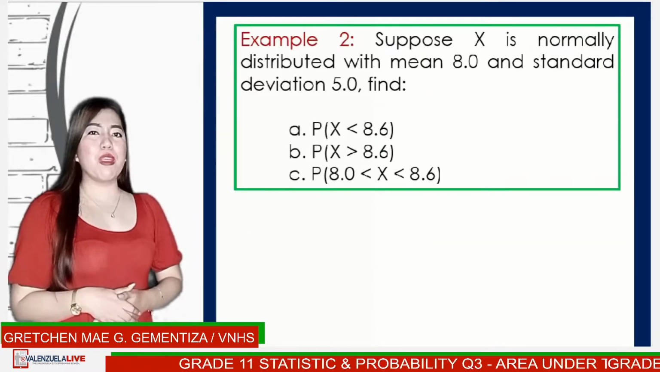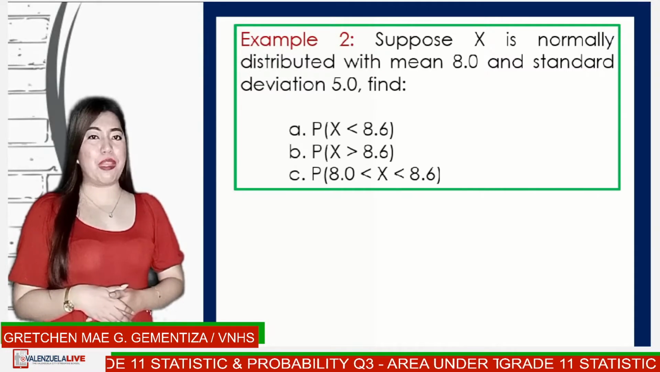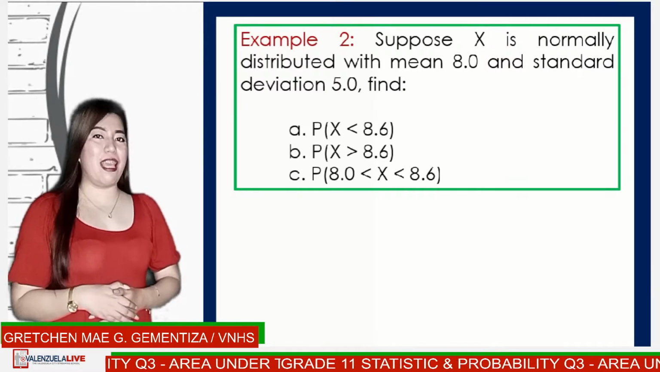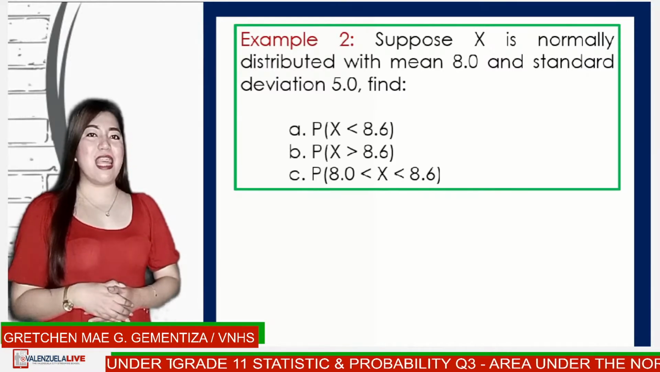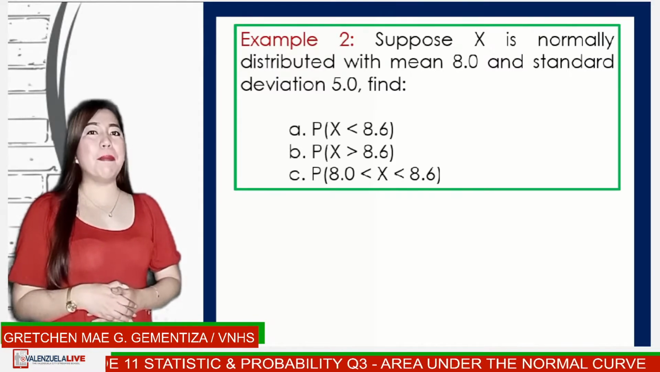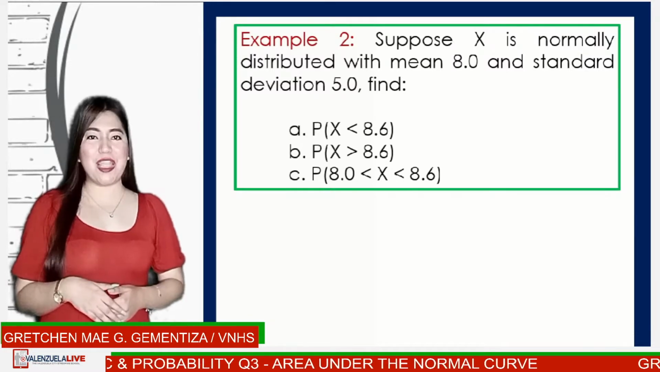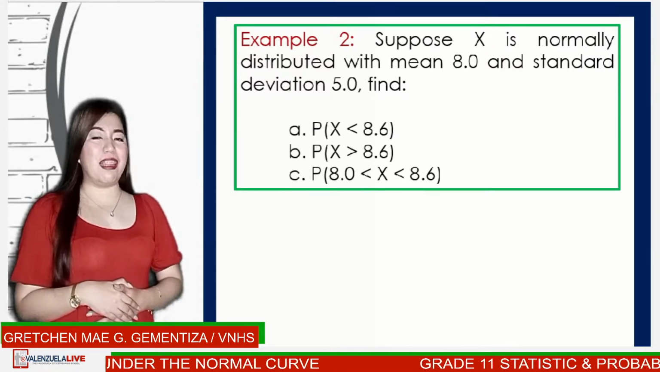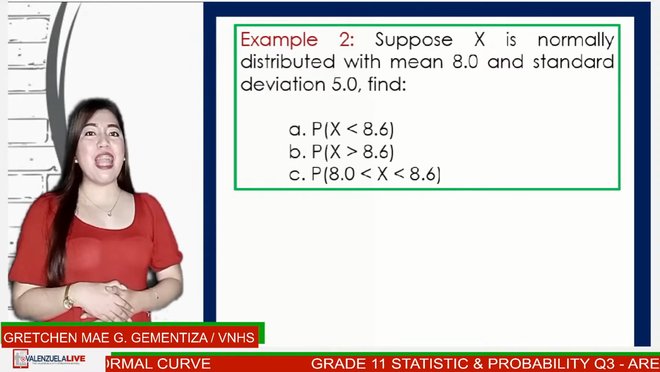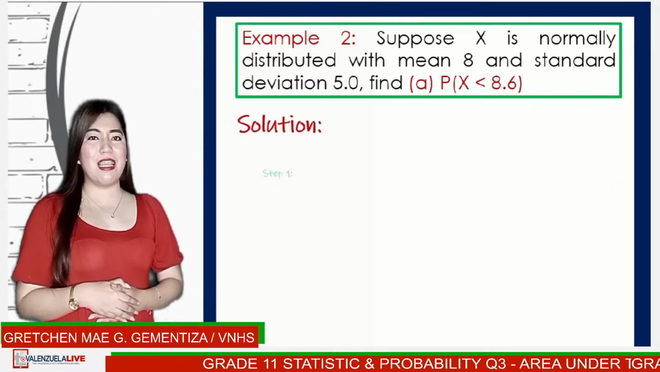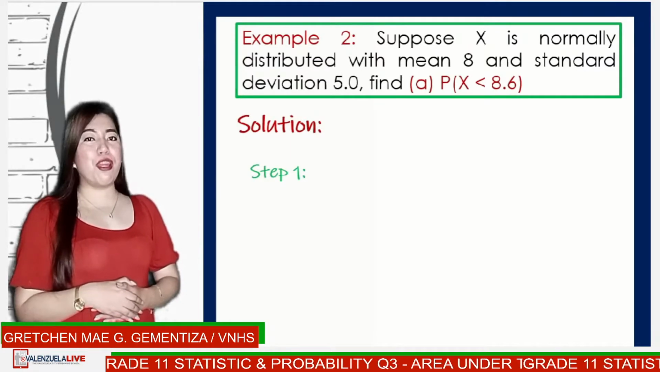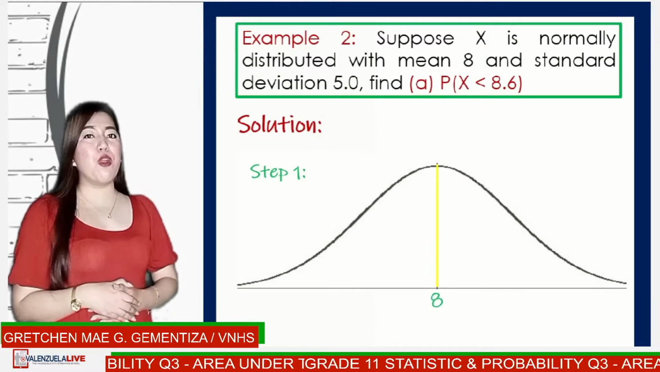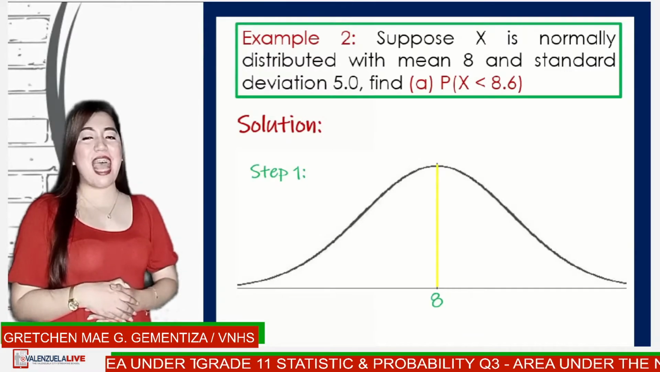Example number 2. Suppose x is normally distributed with mean 8 and standard deviation 5. Find A, the probability of x less than 8.6. B, the probability of x greater than 8.6. And C, the probability of x greater than 8 but less than 8.6. To answer letter A, let us follow these steps. Step 1. Draw the normal curve with mean of 8. Locate where the x value given, which is 8.6, is placed on the x-axis.